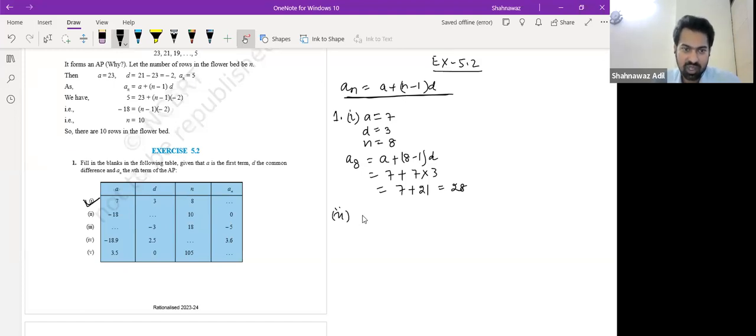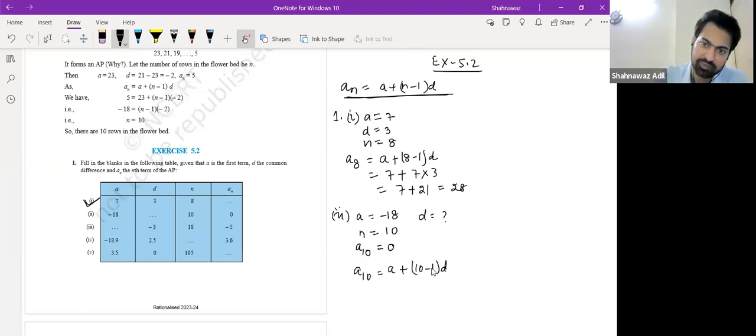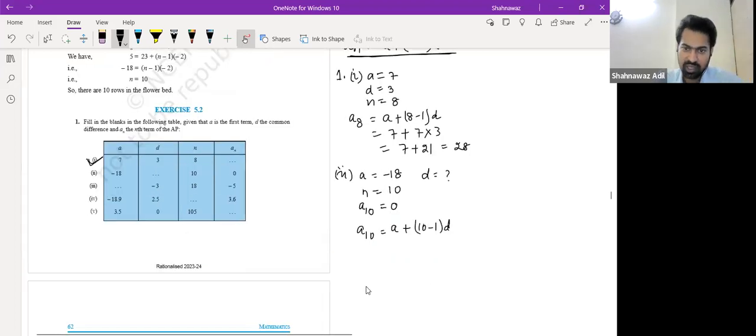So what is given in the second question? a equals minus 18, n equals 10, and a_n equals 0. So d we need to find. a10 is 0, right? So we have to write just a10 is a plus 10 minus 1 into d. Right, Rizwan? So a10 is 0.